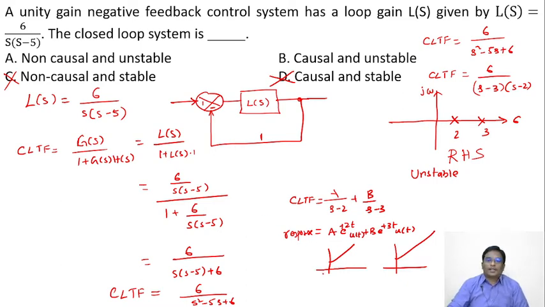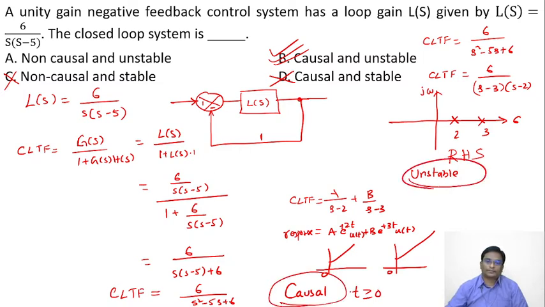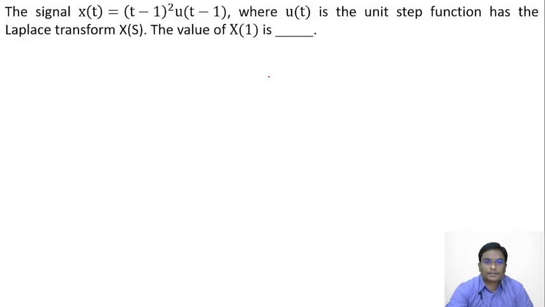This signal lies only between 0 to infinity, so all these are causal systems. It's a causal unstable system, which is the right answer. Why is this causal? This response exists for all time t greater than or equal to 0. That's why the system is causal, and causal and unstable is the right answer.